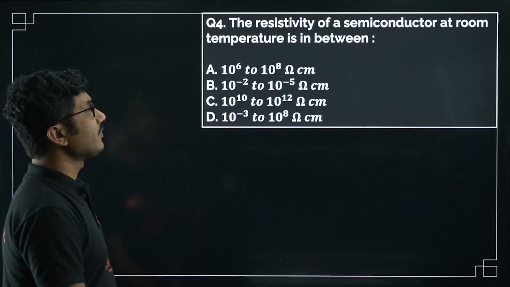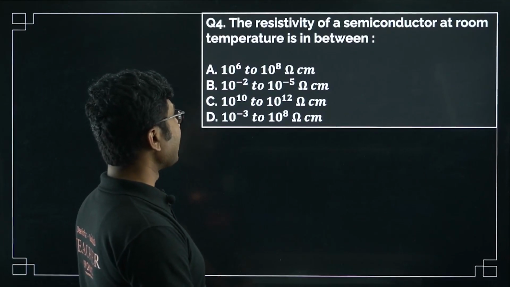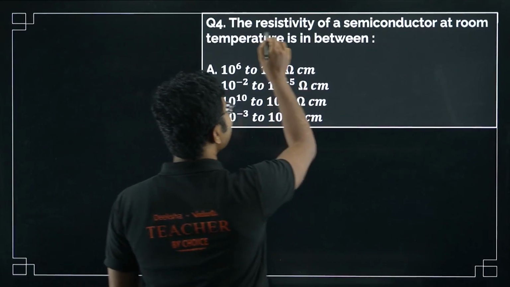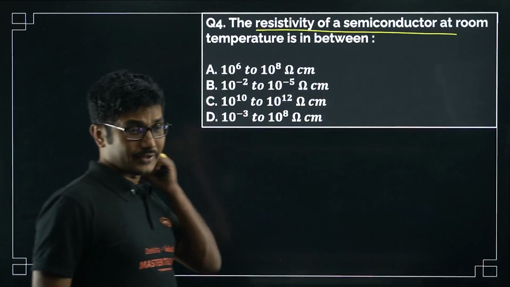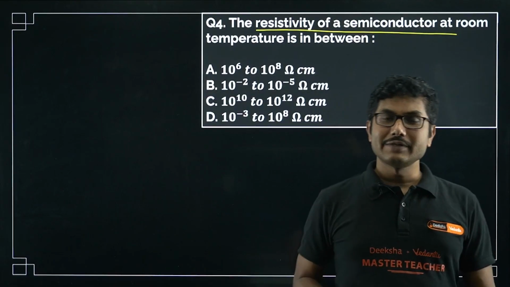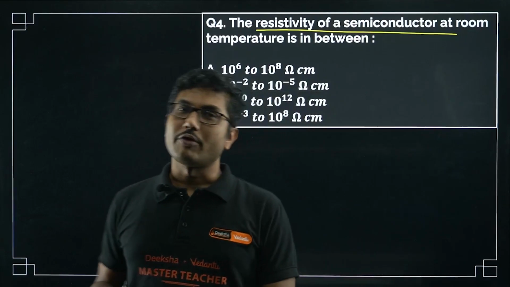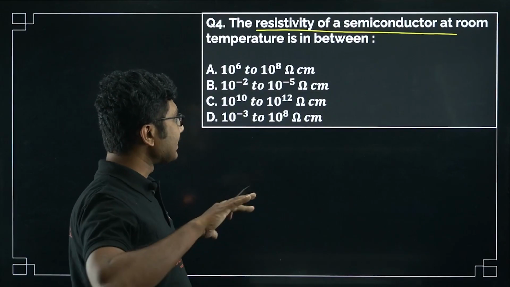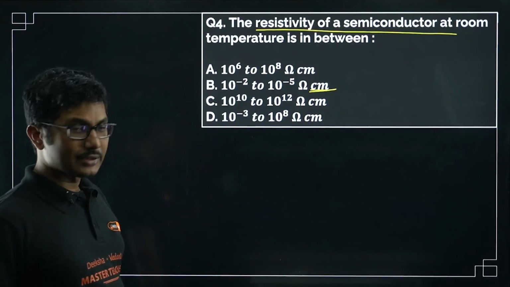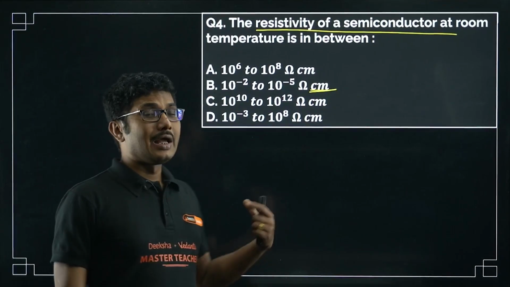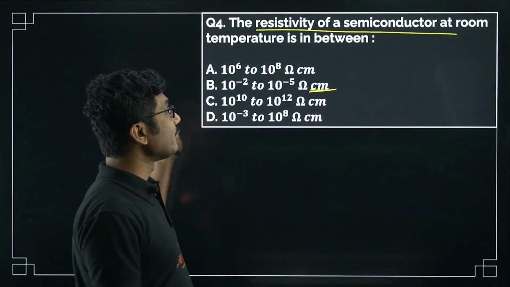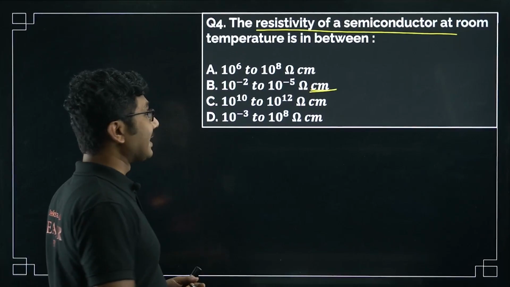Next question. The resistivity of a semiconductor at room temperature is in between. So the resistivity, very very important, resistivity of a semiconductor, not the conductivity. Okay, resistivity is very very high for insulator, resistivity is very very low for conductor. For semiconductor it is between some range. Also here the unit is given in ohm centimeter, so it is not in ohm meter. So if you have studied some values in ohm meter, you have to convert it into the exact value.